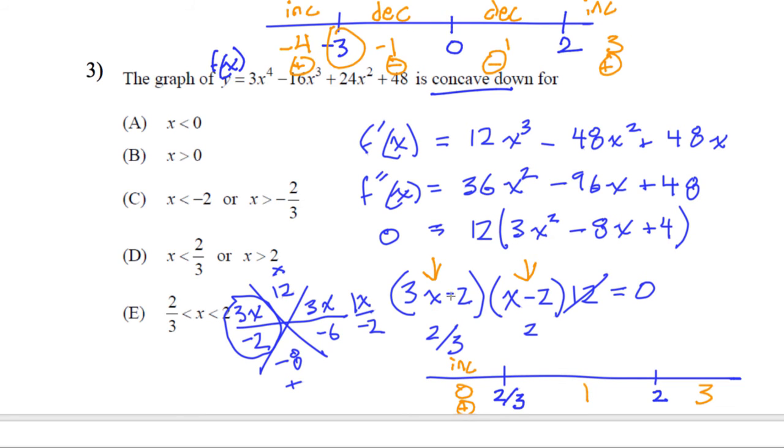When I plug in a 1, this thing is going to be a positive because it's 3 minus 2. This thing is going to be a negative. Positive times a negative is a negative. Therefore this is, teacher error. Who wants to catch it? I caught it already.